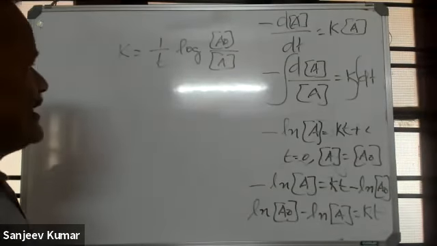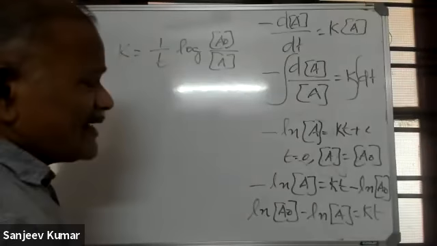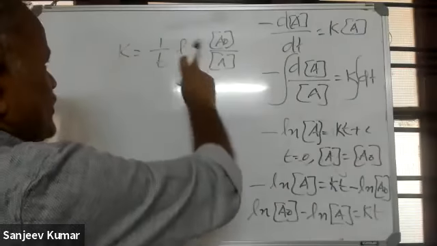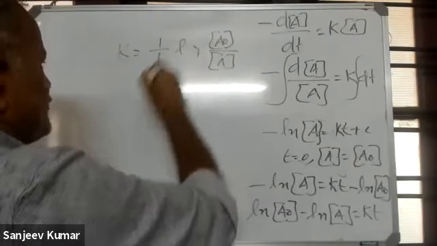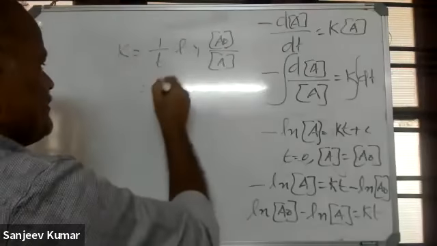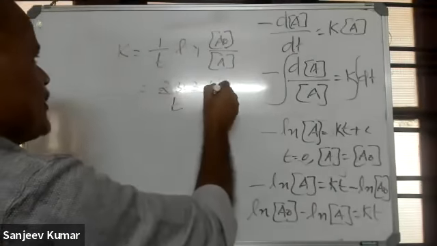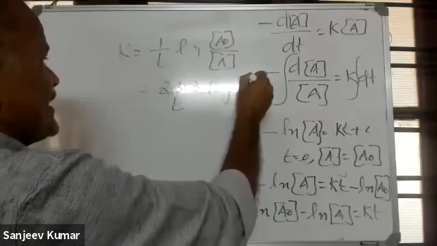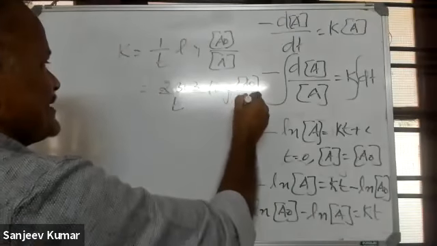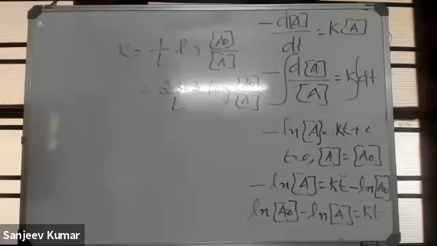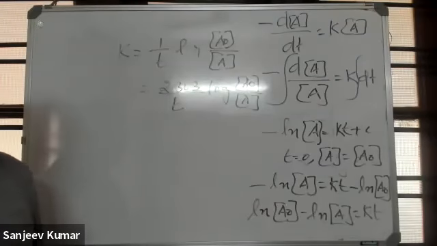This is the integrated rate equation for first order kinetics, and it is the natural logarithm, log n. Therefore, converting this into log to the base 10, you have to multiply by 2.303, so K is equal to 2.303 by T into log to the base 10, A0 by A. This is the integrated rate equation for a first order kinetics.